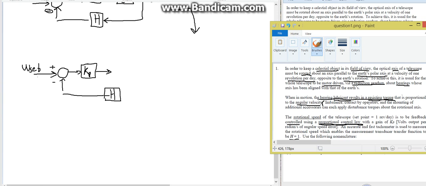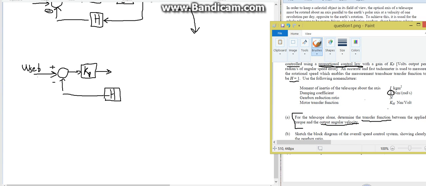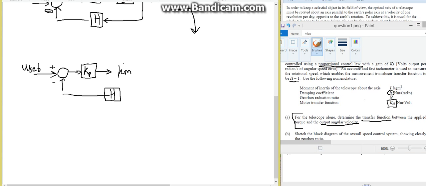So what was our system dynamics? Read the question quickly. It is usual for the whole telescope to be driven by a motor. So the motor is the system's dynamics. And what is the motor represented as here? Km, the motor's transfer function. So Km, how is the system moving? This is what you put here in this part, after the controller.